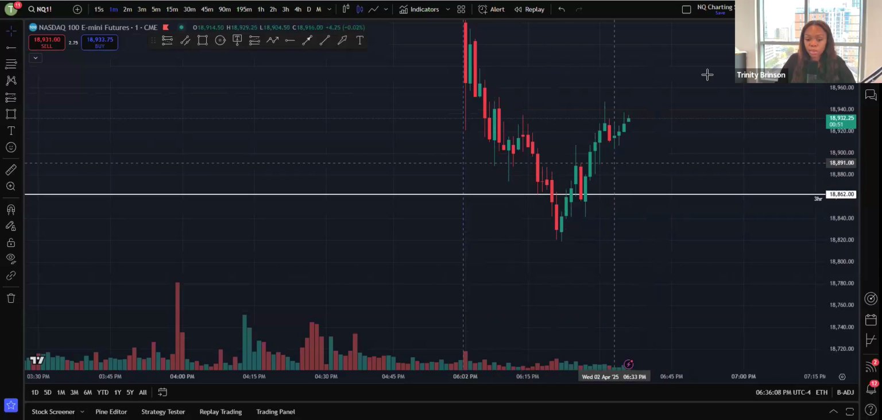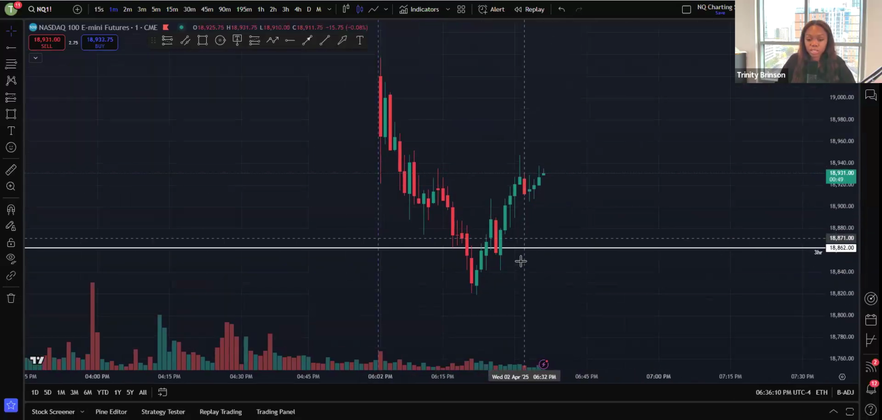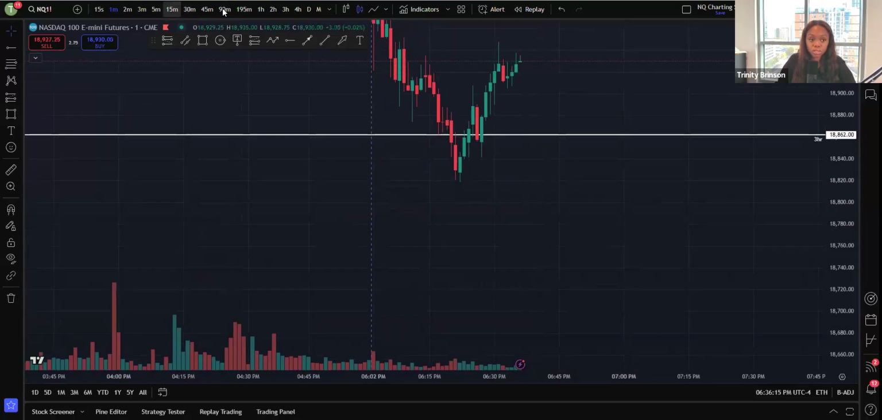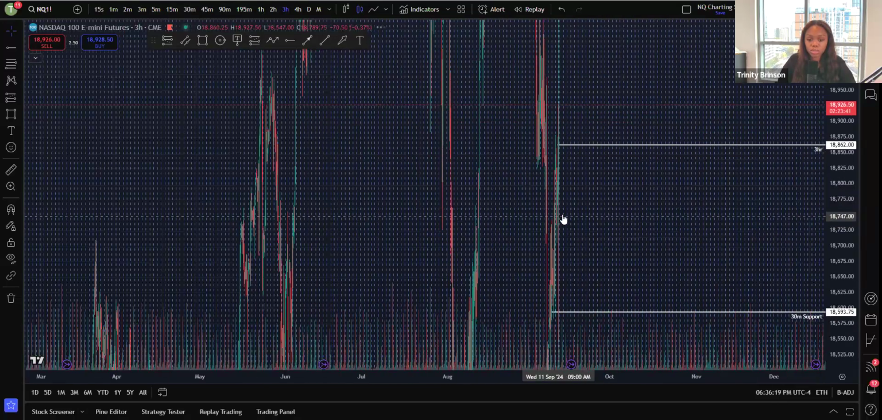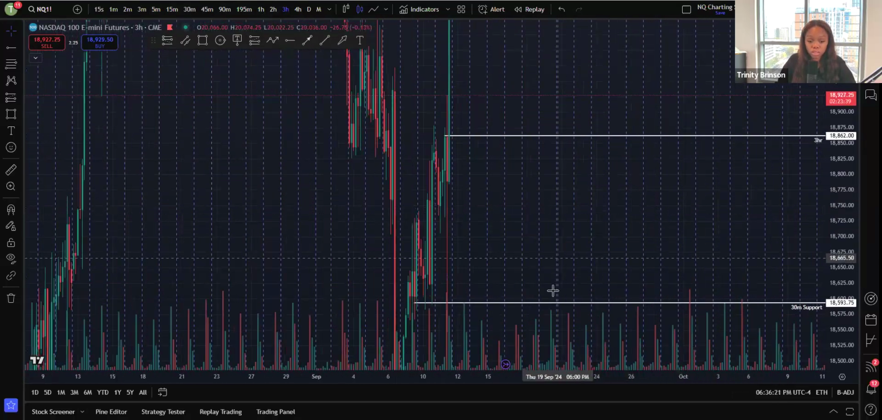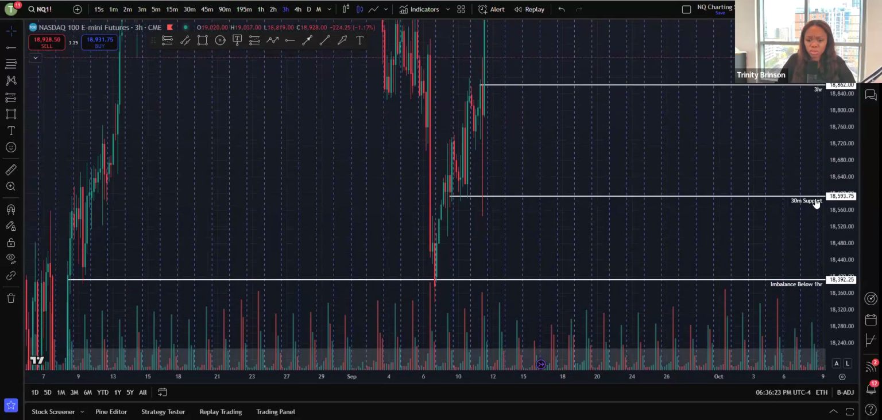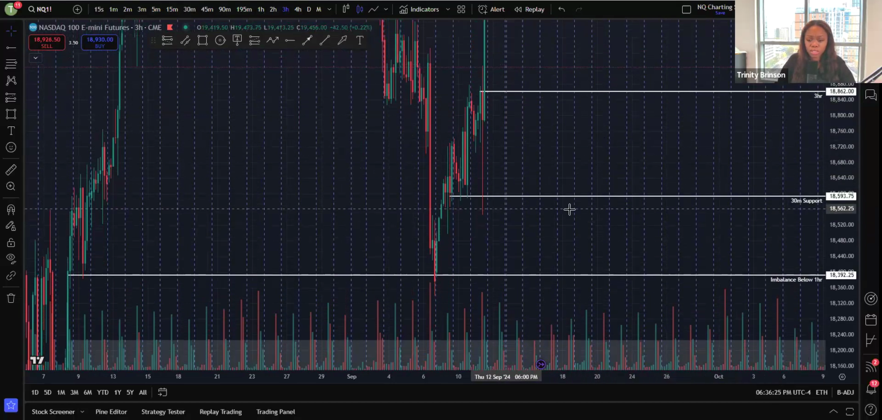All right, look, guys, we tapped into this 3 hour. Look, our zones are valid. Our zones are valid. That's good. That's very good. Let me see, where does that 3 hour end? Ah, that's a big zone. This 3 hour goes all the way down to the 30-minute support.